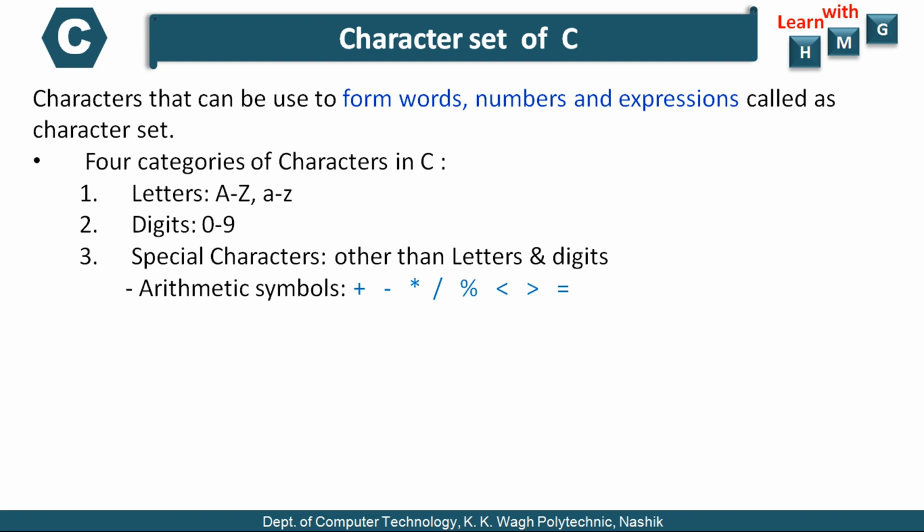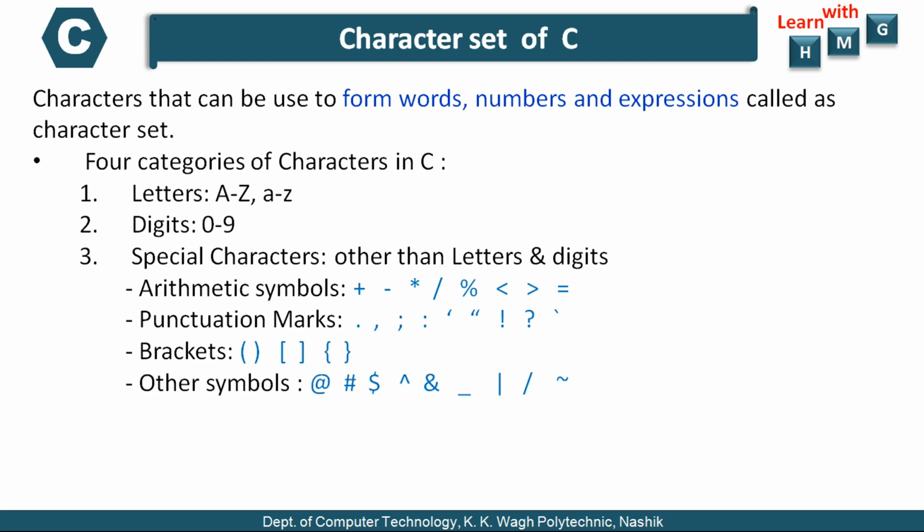percentage symbol, less than, greater than, equal to, certain punctuation symbols: dot, comma, semicolon, colon, single quote, double quote, exclamation mark, question mark, backtick, etc. Certain brackets: parenthesis, square bracket or braces. Other symbols such as @, hash, dollar, circumflex, ampersand, underscore, vertical bar, slash and tilde character.